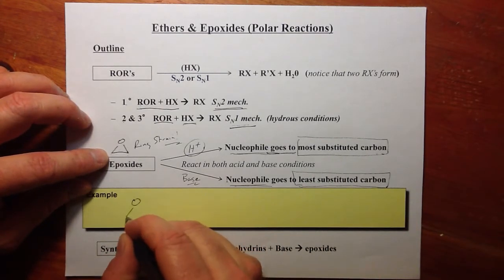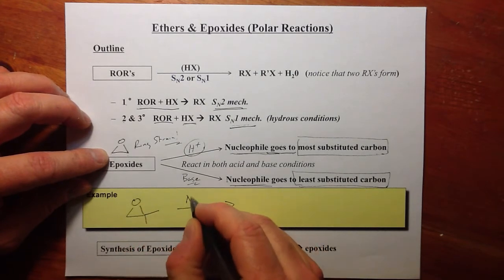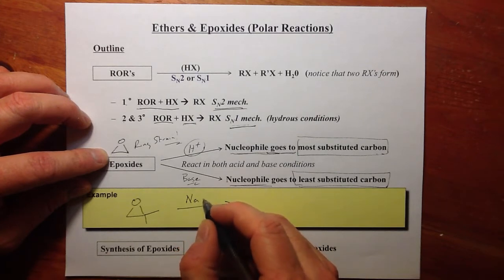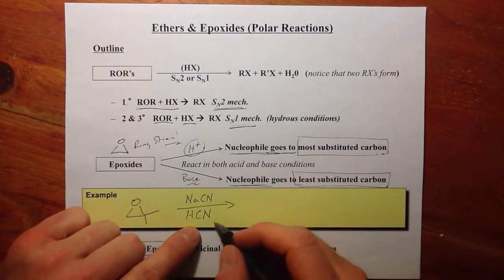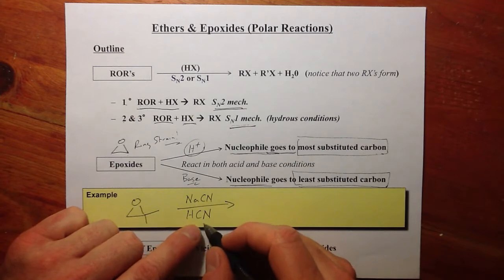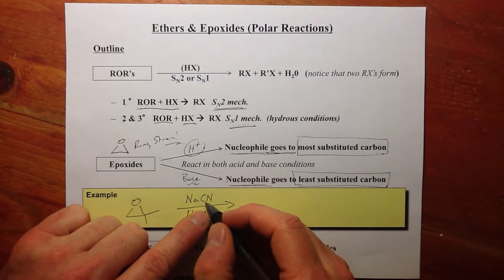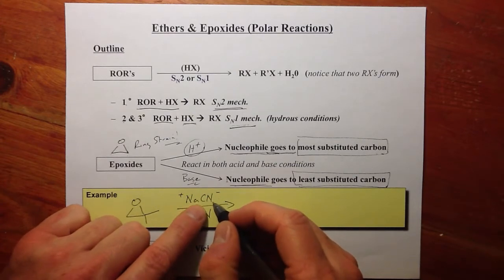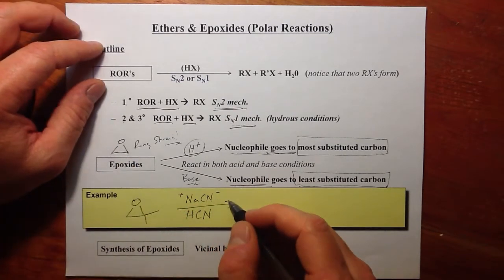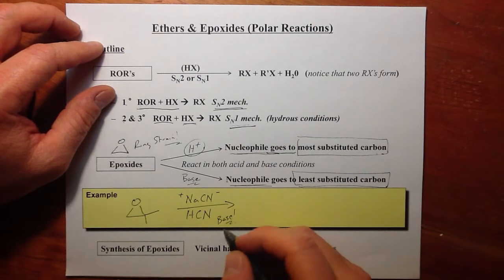So an example of this might be as follows. If we were to take a buffer solution, let's use sodium cyanide and HCN. HCN is a weak acid, not a strong acid, and we know sodium bonded to anything other than itself, we have a positive charge on the sodium and a negative charge on this cyano group, a cyanide. And we would have, as conditions, we would put as a note, this is base conditions.